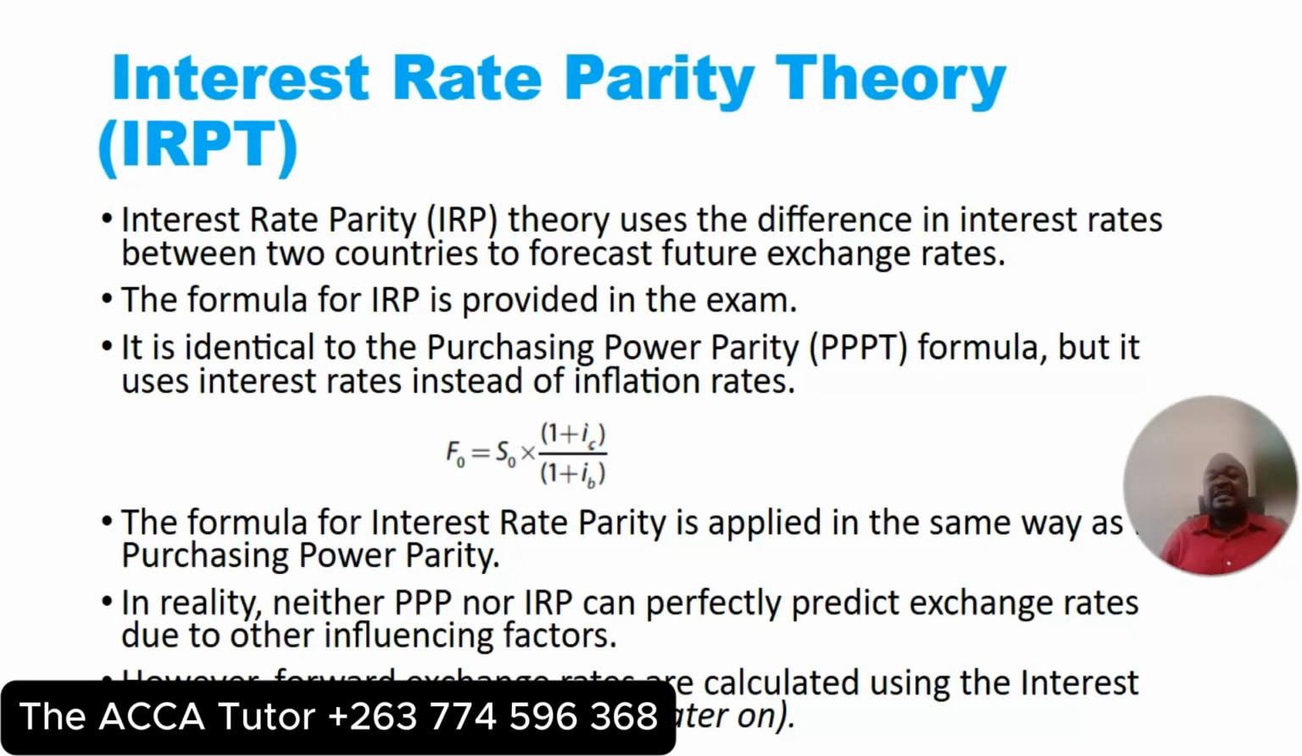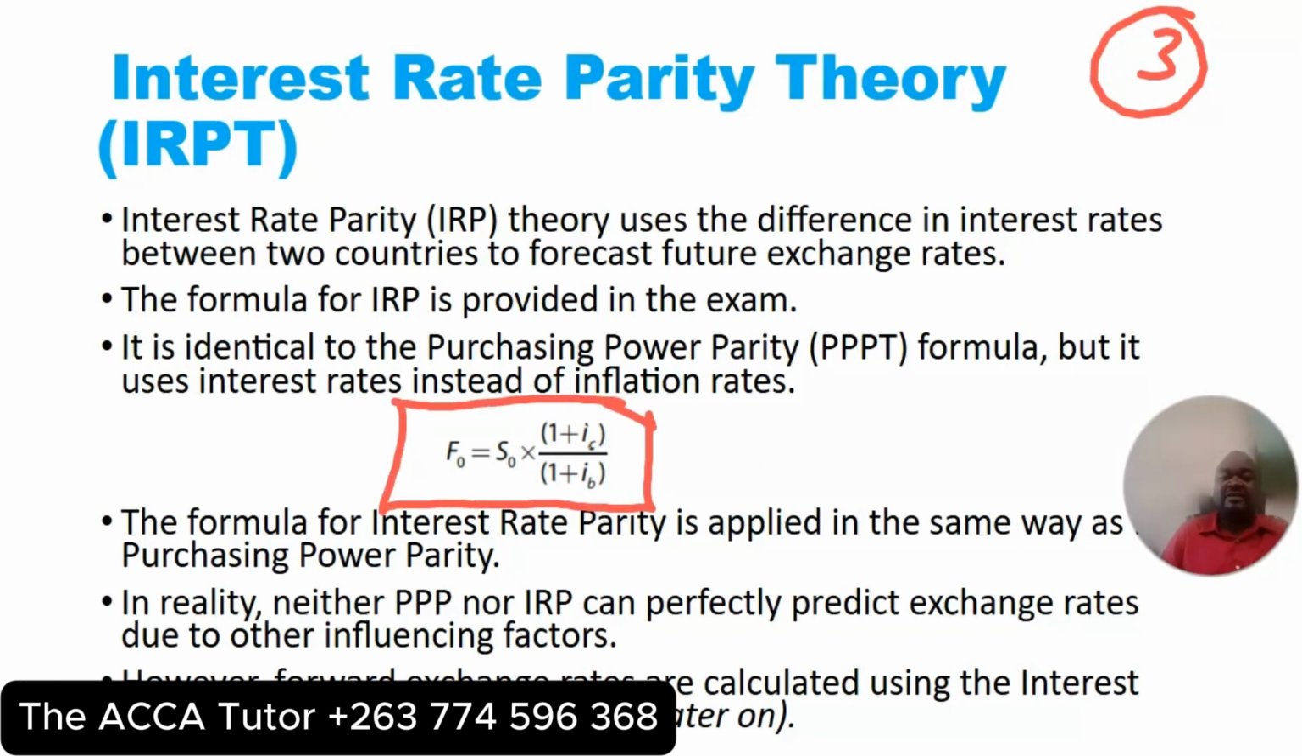Now, the interest rate parity. This is now the third cause of the fluctuations in exchange rates. Interest rate parity theory uses the difference in interest rates between two countries to forecast future exchange rates. You are going to be given the formula, as you can see on the screen. In the exam, this formula you are going to be given.